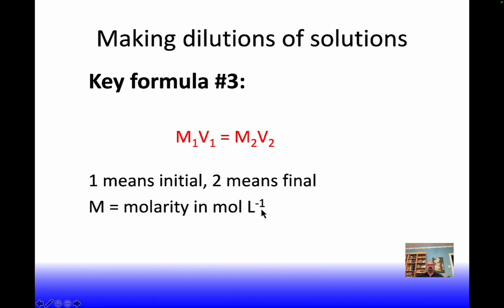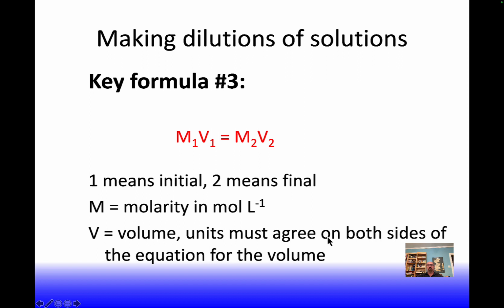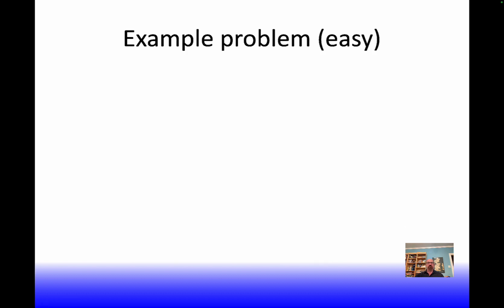So M is molarity in moles per liter. Volume doesn't have to be in liters, but the units on either side of the equal sign have to be the same. So if V1 is liters and you're trying to solve for V2, it's going to come out in liters. If one is milliliters, the other one would have to be milliliters. All right, but let's give an example of how to use this.